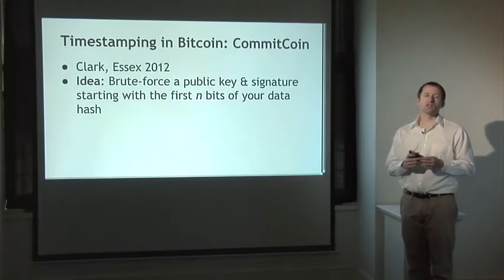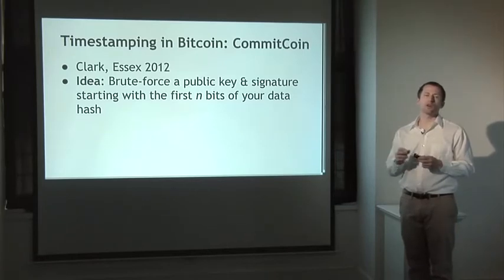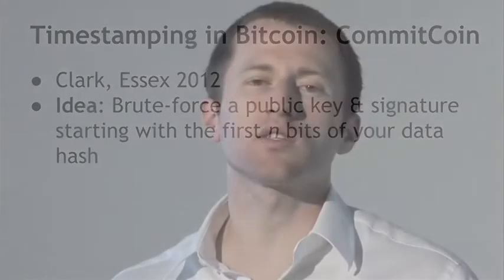So a more sophisticated way to do this is called CommitCoin, and this is a little protocol for finding public keys and signatures that have the data that you want to commit to embedded in the bits of the public key and the signature. So you have to do some brute force work here to find a special public key by simply trying to find a lot of public keys and a lot of signatures, so that the bits that you want, the bits that represent the hash of your data, are also the bits of a valid public key.